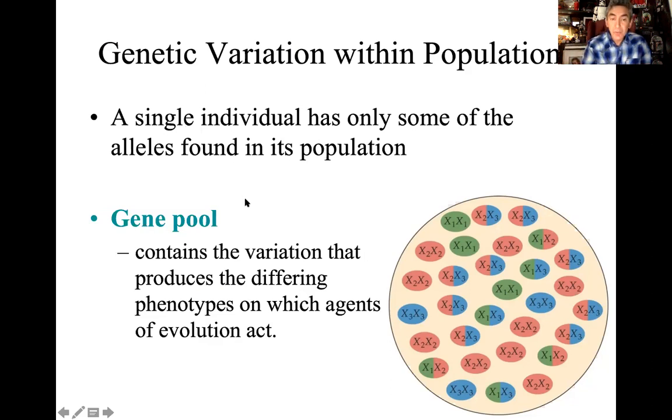Right? The gene pool contains the variation that produces the different phenotypes on which the agents of evolution act. So the different phenotypes, the physical appearances, right? Different skin color, different heights, different hair colors, different blood types, right? Those are the phenotypes on which the agents of evolution, mutation, selection, gene flow, and genetic drift would act.